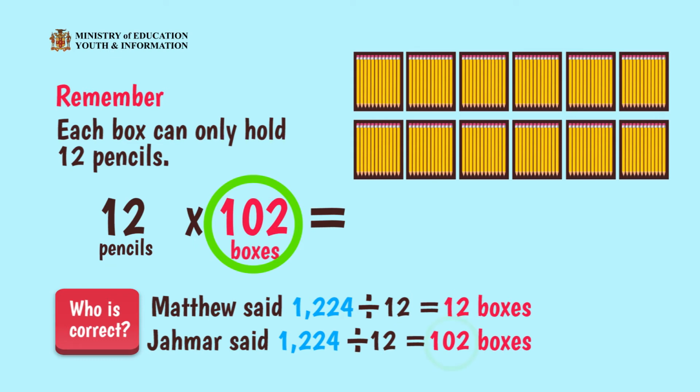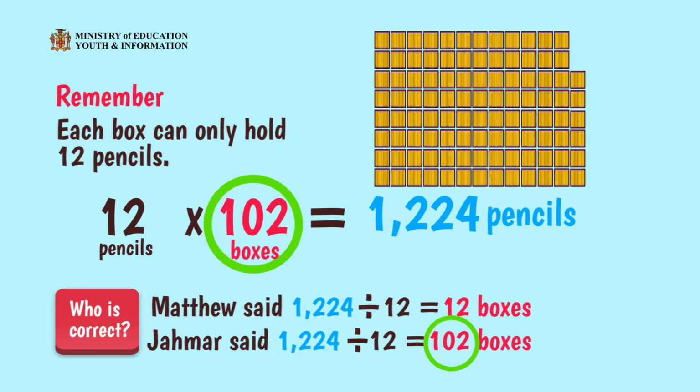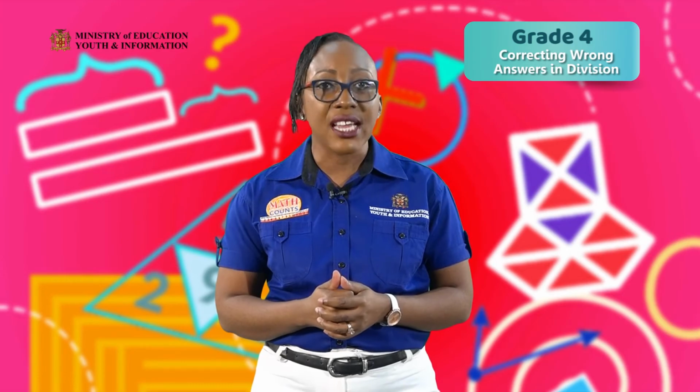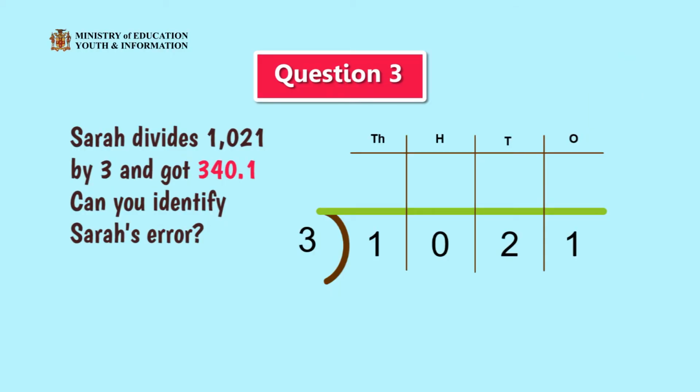102 groups of 12 will indeed give us 1,224 pencils. So Jamar is correct. Where did Matthew go wrong? Exactly. Matthew did not include the 0 in the tens place for the quotient. You have done well. Our final question for the session reads, Sarah divides 1021 by 3 and got 340 and 1/10. Can you identify Sarah's error?